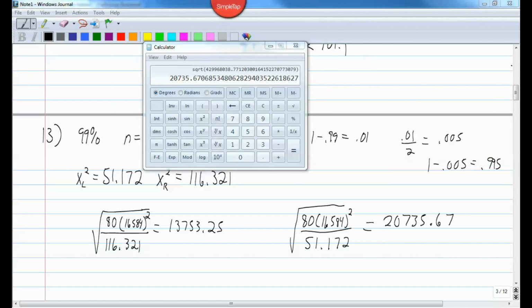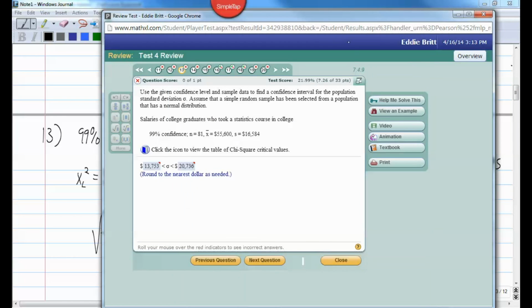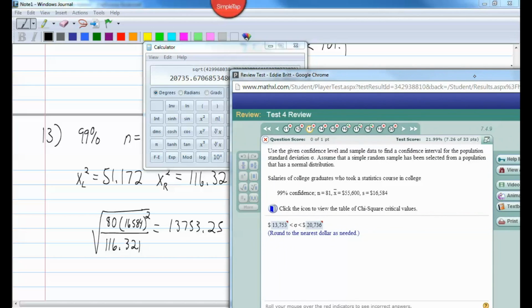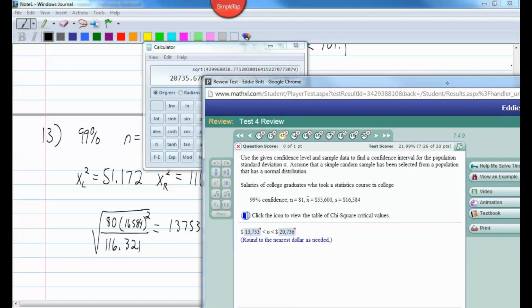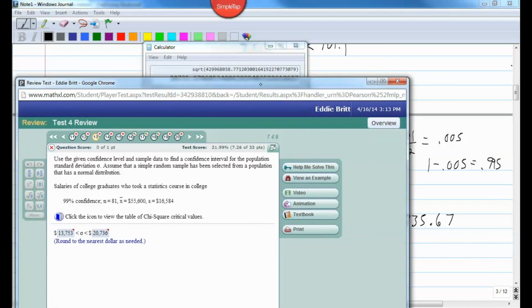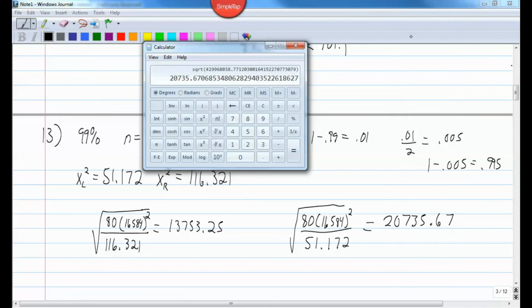Let's check our answer here. They rounded to the nearest dollar, so that's where mine will be a little different. 13,753 if you round to the nearest dollar, and then 20,736 if you round to the nearest dollar. All right, so that's the interval on number 13.